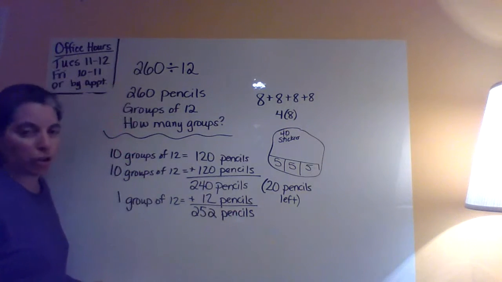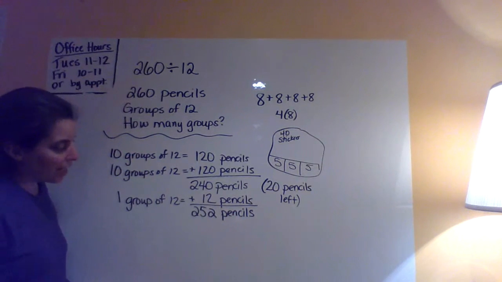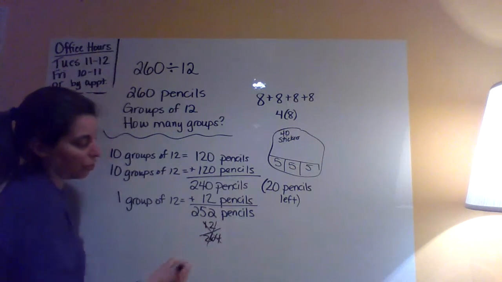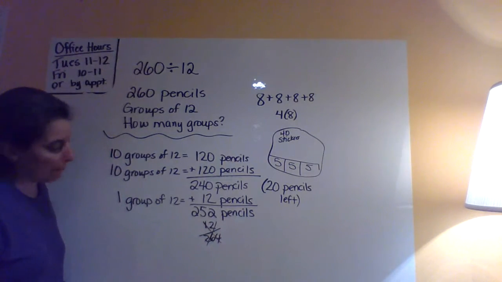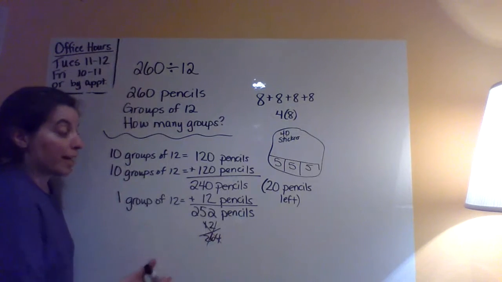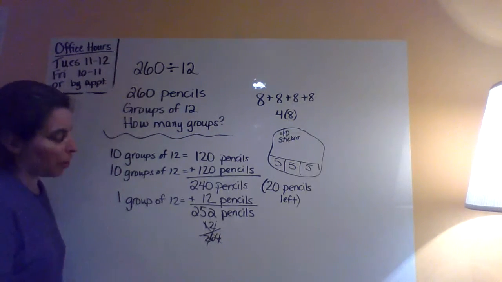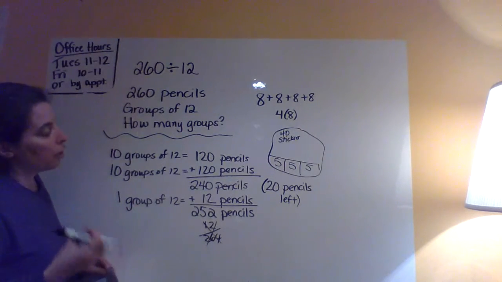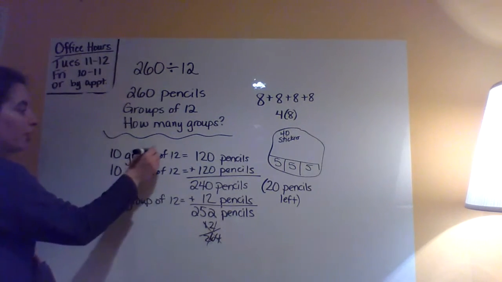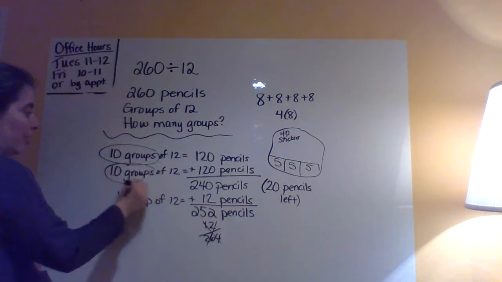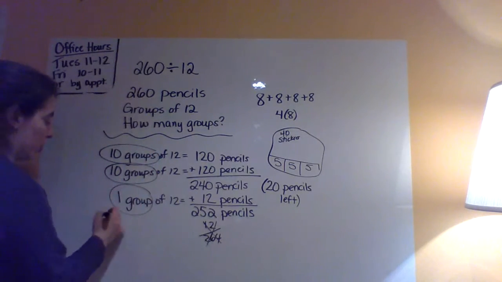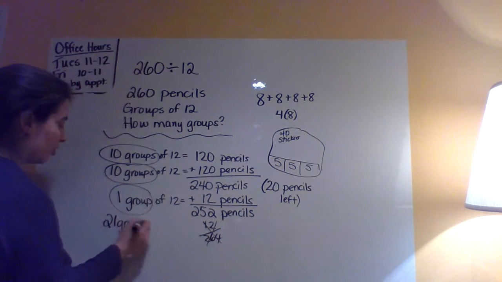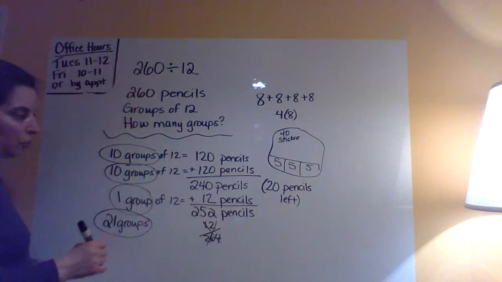Can I get another group of 12? Well, if I tried to get another group of 12, that would give me 264, which is too many. So I couldn't do that. I don't have enough to do another group. So I have 252 pencils that I've used up. The question is how many groups? Well, if we look over here, first we took 10 groups, and then we took another 10 groups, and then we took one group. So altogether we have 21 groups of 12, which equals 252 pencils.